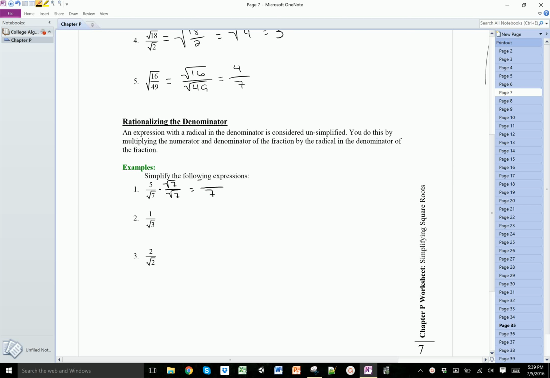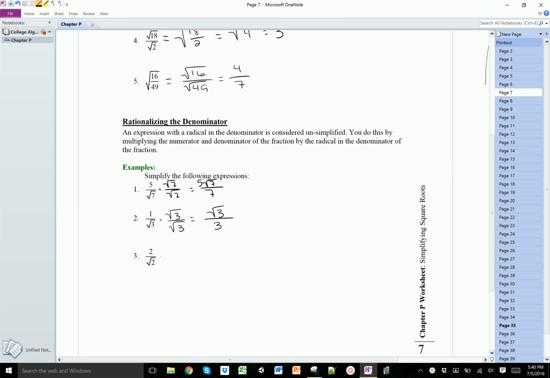And then 5 times the square root of 7, I'm just going to leave as 5 times the square root of 7. I can do the same thing here. The radical in the denominator is square root of 3. I don't want a radical in the denominator, so I'm going to multiply the numerator and the denominator by the square root of 3. Square root of 3 times square root of 3 is just 3. And 1 times the square root of 3 is the square root of 3.